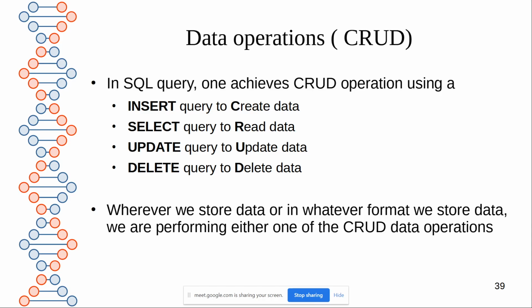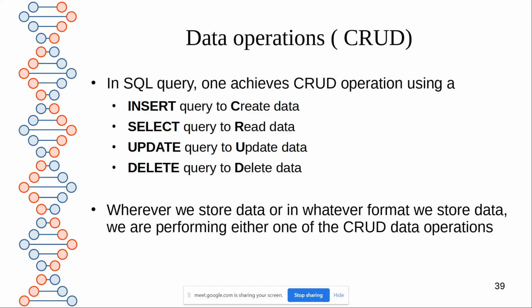Your select query does not modify the data, but all the other 3 operations can modify the data. It can manipulate the data. It means something is going to change once you fire the other 3 queries. So these queries are called data manipulation language queries, DML. You are manipulating something.